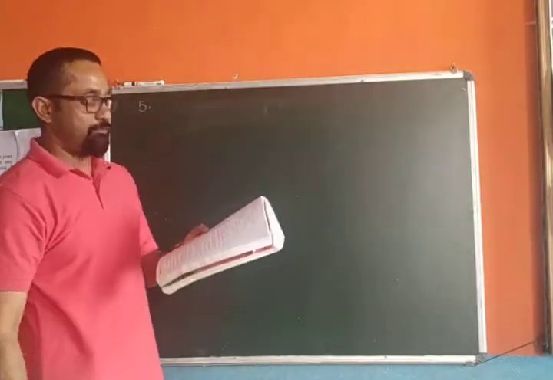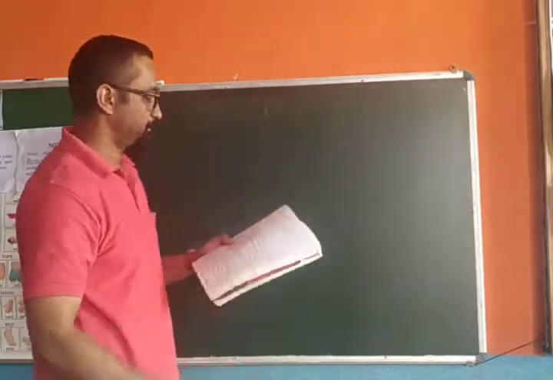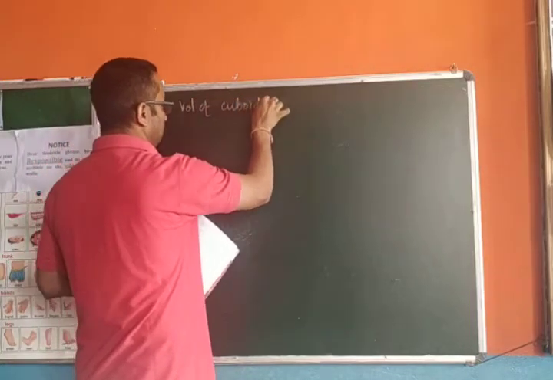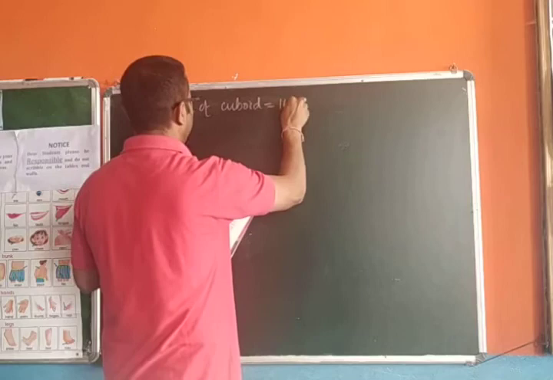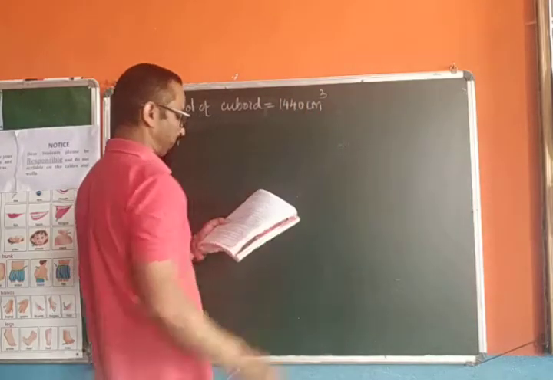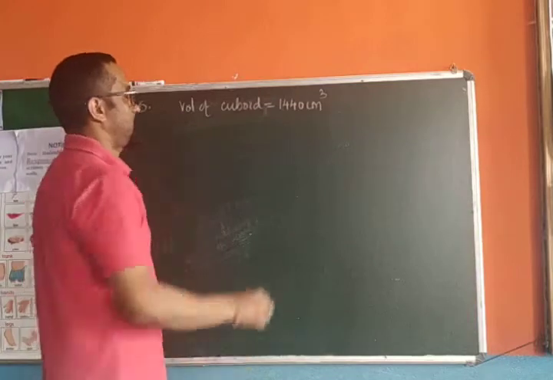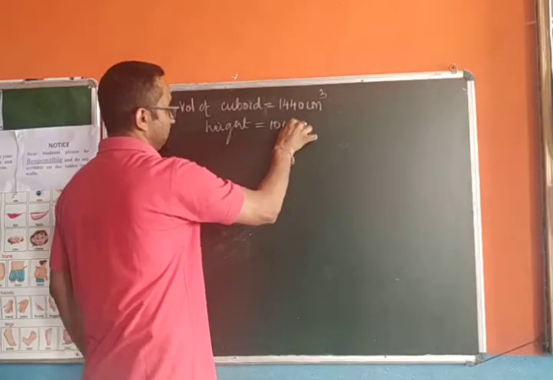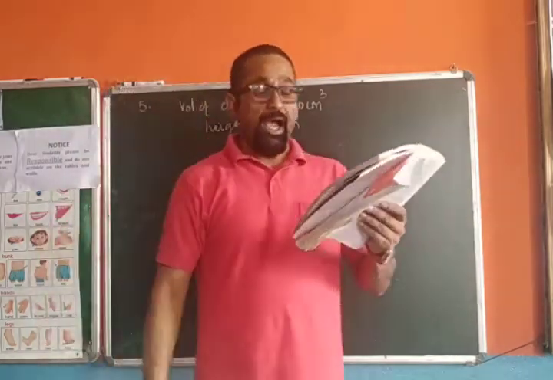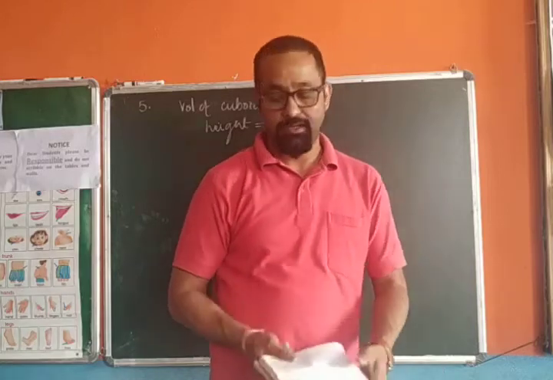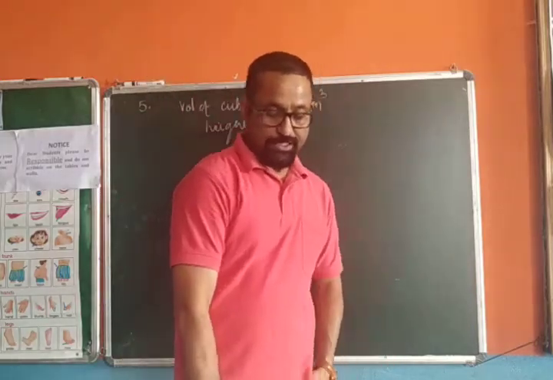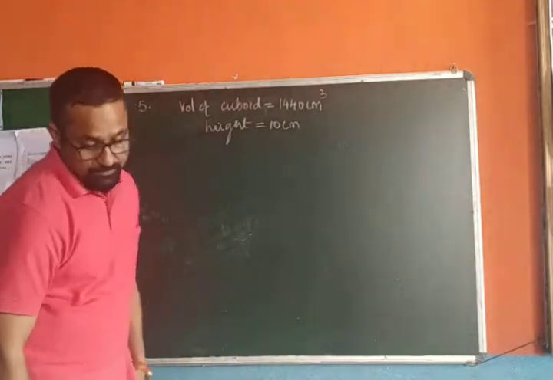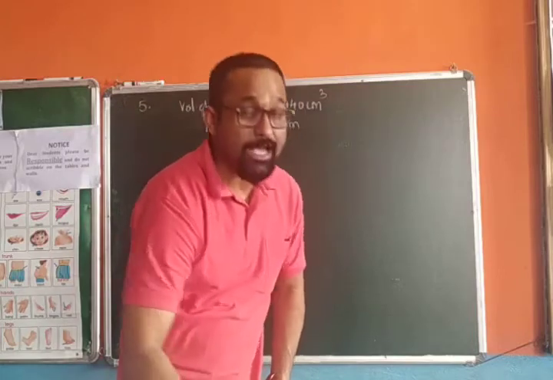Question number 5. The volume of cuboid is given, which is equal to 1440 centimeter cube. Height is given, height equals 10 centimeter, and cross section is a square. Question says find the side of the square.